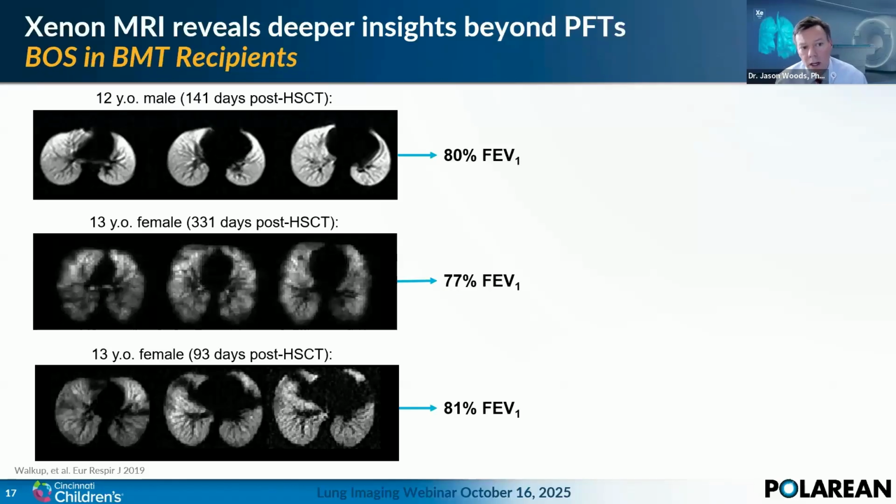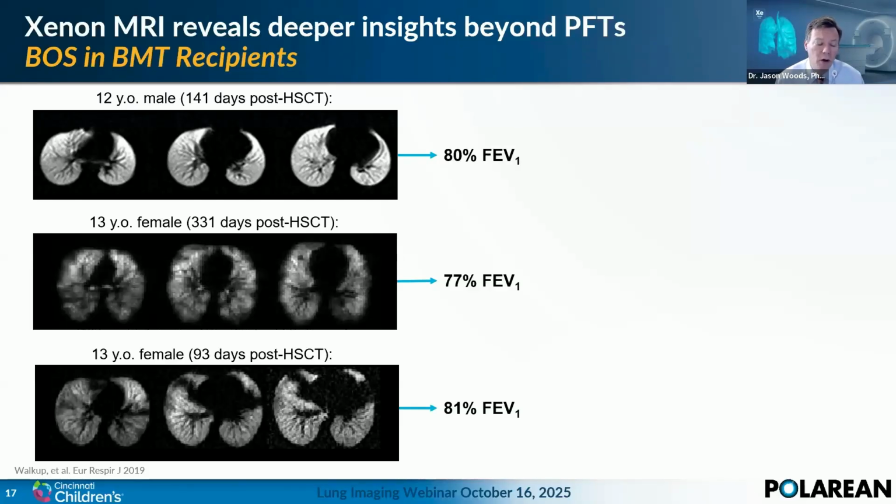And importantly, the xenon MRI, in a lot of our research experience, reveals regional obstruction in a way that is simply beyond PFTs, that is more sensitive than PFTs. And to illustrate that here, I'm showing you a reference from some of our published work in 2019, where we have 3 different patients here.